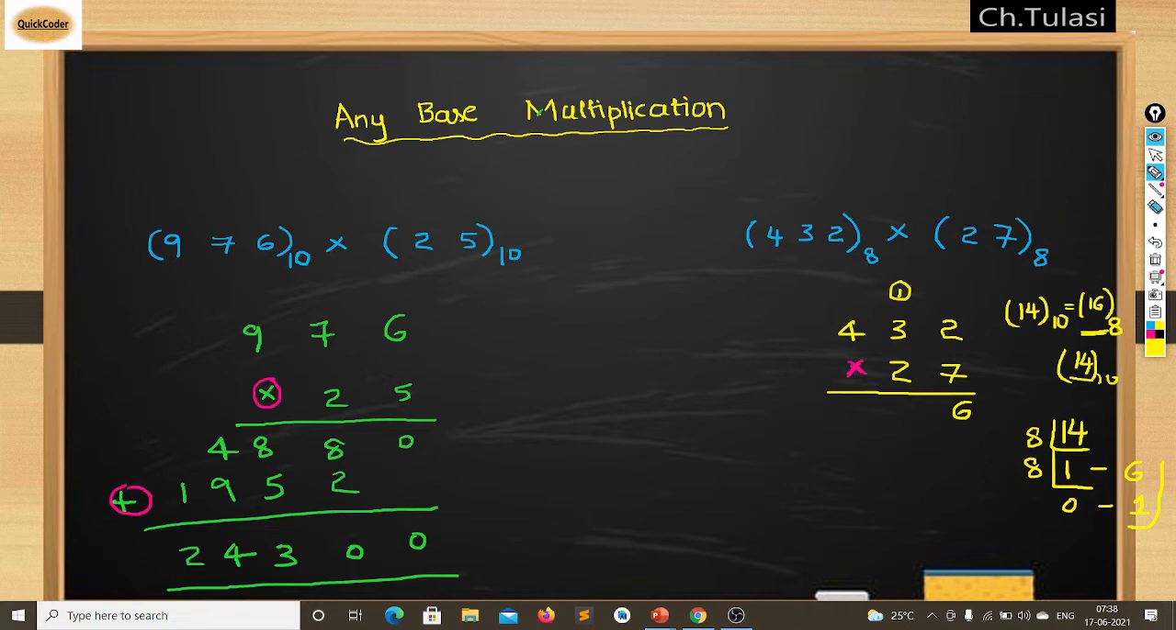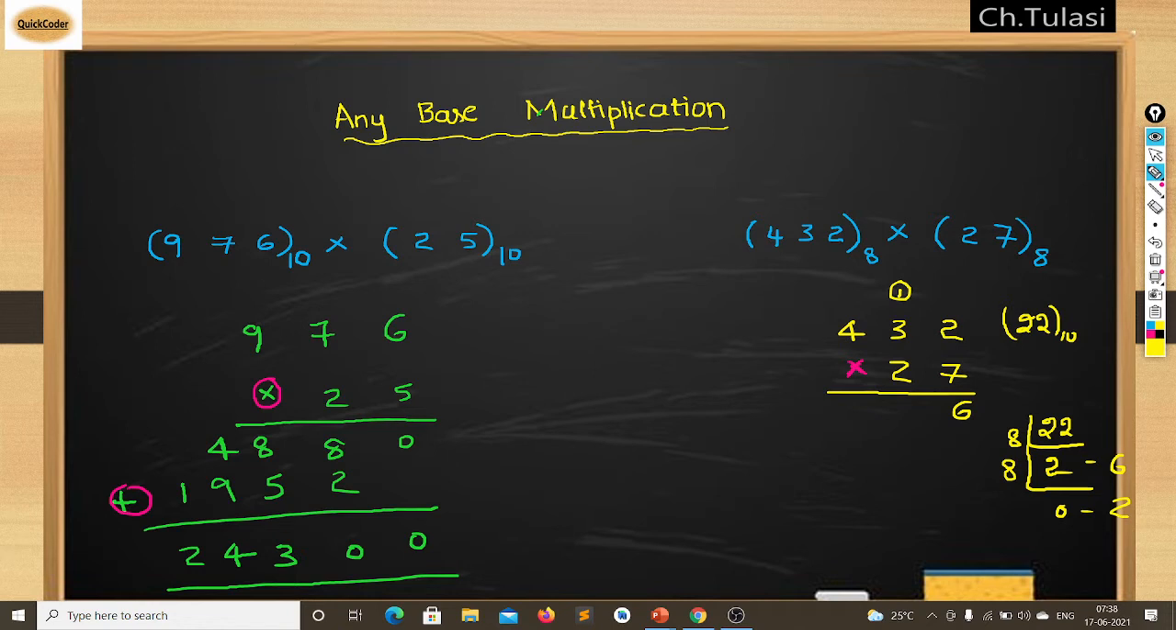And again, let's start. 7 into 3 is 21. 21 plus 2 is 22. So we got 22 of base 10, but we want base 8. So what we will do: 22 by 8. 2 times is 16, 6 is the remainder, and 8 into 0 times, 2. So 26 is the octal representation of 22 of base 10. 6 here, 2 here.